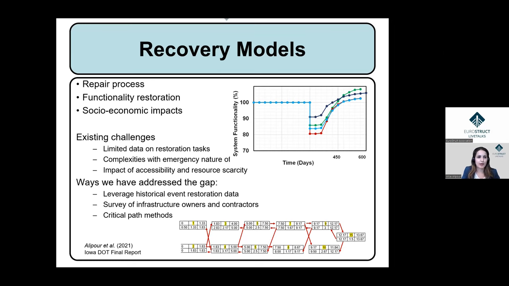We have addressed this in different ways. We have conducted a study on the historical event restoration data through those more than 1,000 detailed damage records that I mentioned. So we were able to find out, for different types of damages that were likely to happen, what kind of activities are taken and normally how much they cost. And then we surveyed the infrastructure owners and also the contractors that were responsible for these recovery and repair actions to see how long they took to complete. We also use methods such as critical path methods to model that cost and time and so forth.